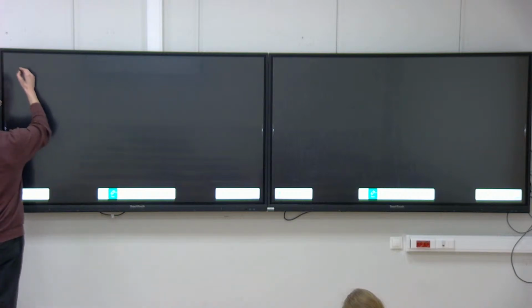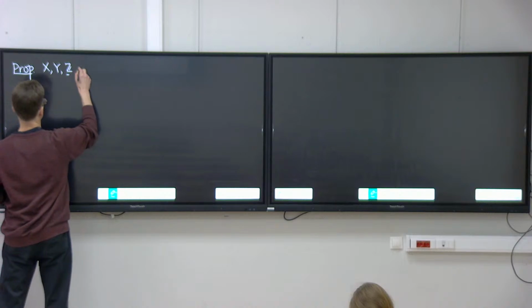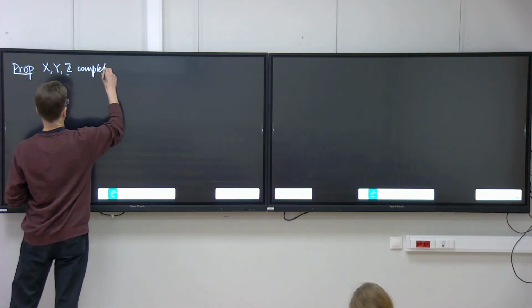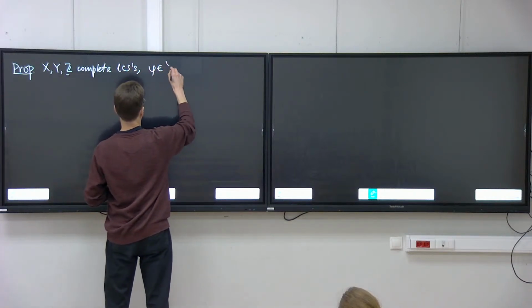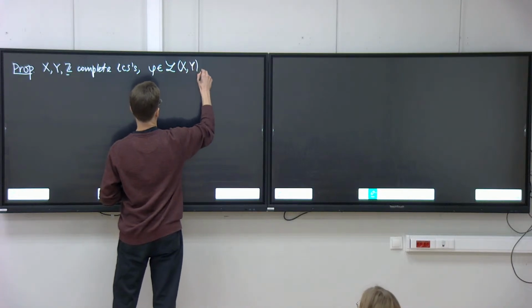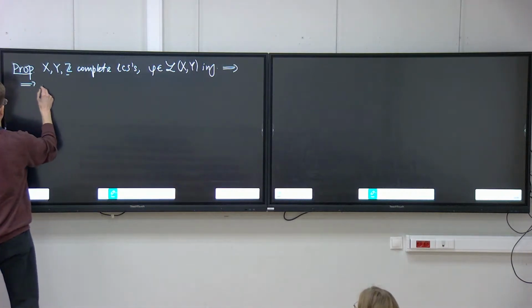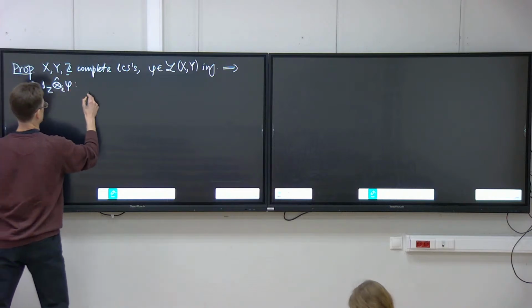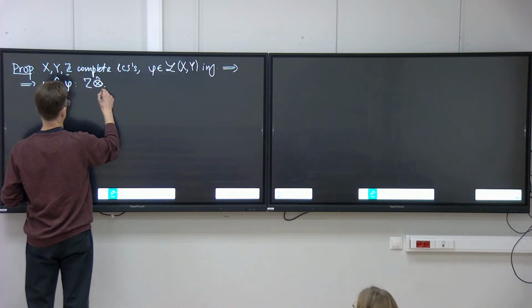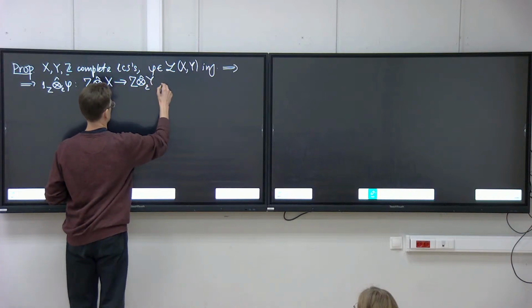And we observe that everything is actually reduced to the following proposition. You have complete locally convex spaces X, Y, and Z, and an injective continuous linear map phi from X to Y. Then, if we take the injective tensor product with the identity map of Z, the resulting map acts from Z tensor X to Z tensor Y, and this map is also injective.